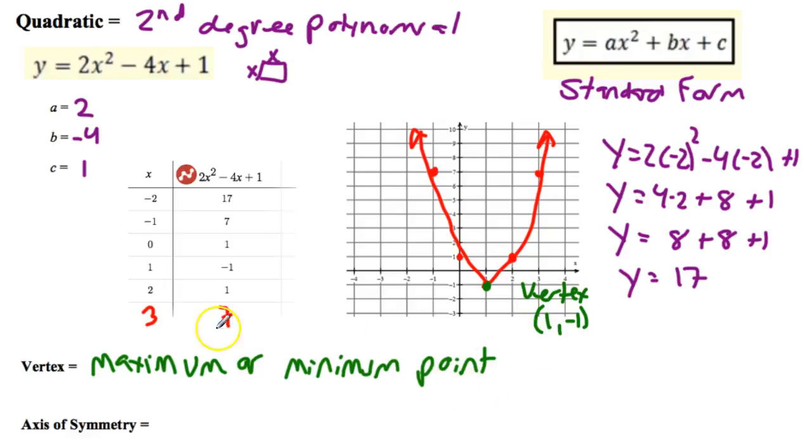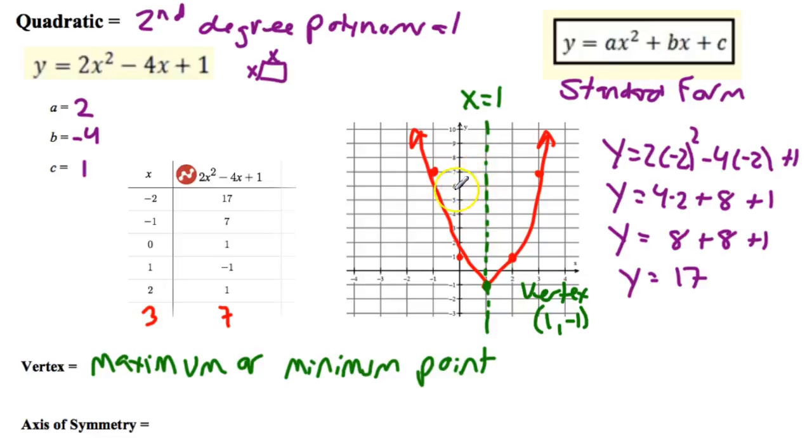All right. The axis of symmetry, that is a vertical line that crosses the vertex. So this line right here is the axis of symmetry. In this case, it's an equation, x equals 1. So whatever the x value is, you put that into the equation, x equals 1.